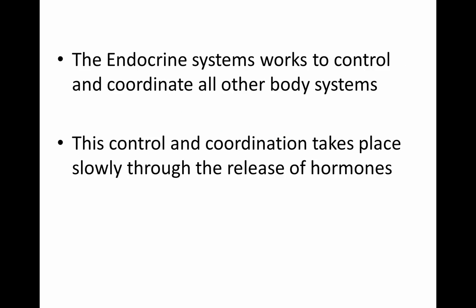The endocrine system works to control and coordinate all other body systems. This control and coordination takes place slowly through the release of hormones. The nervous system also works to control the body's systems, but does so through communication via nerve impulses, which travel quickly throughout the body.